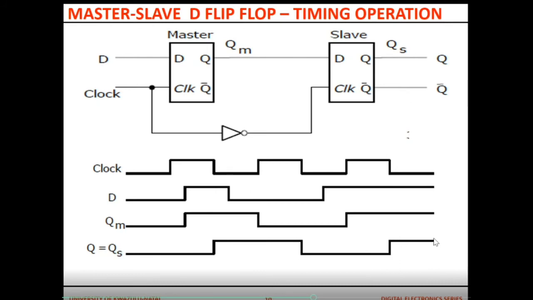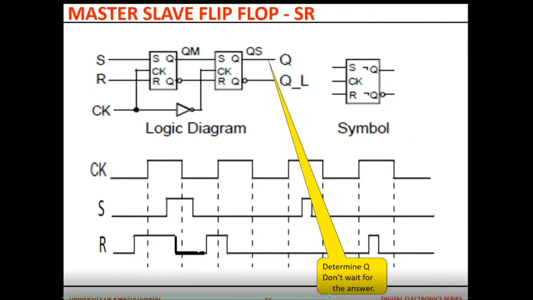So if you check carefully, it operates after the positive pulse. The value of Q is affected after the positive pulse. That is why it is called a pulsed flip-flop. After the pulse, Q takes the value of QM, actually the value of D after the pulse. So that is why they are called pulsed flip-flops.